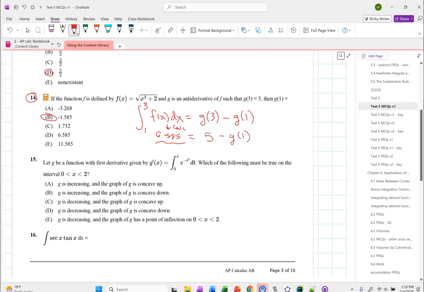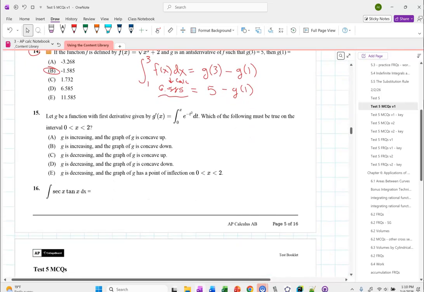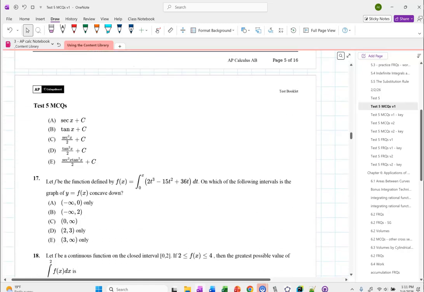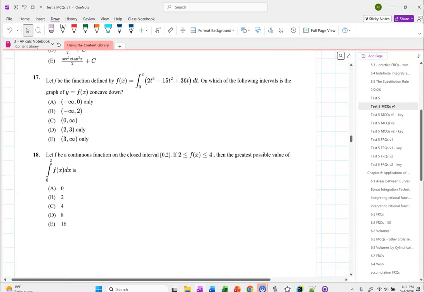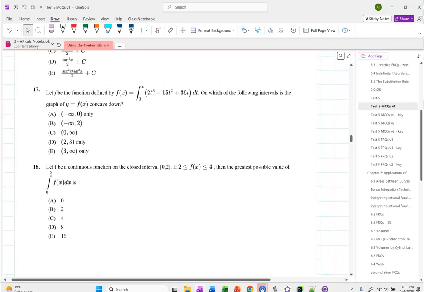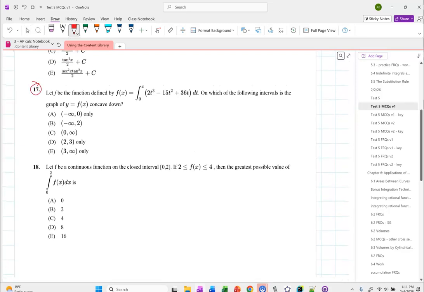Considering that you have I think 3 multiple choice questions on the calculator section, I'd expect to get a problem like this where you have to use the calculator to do it. Let's try that one.